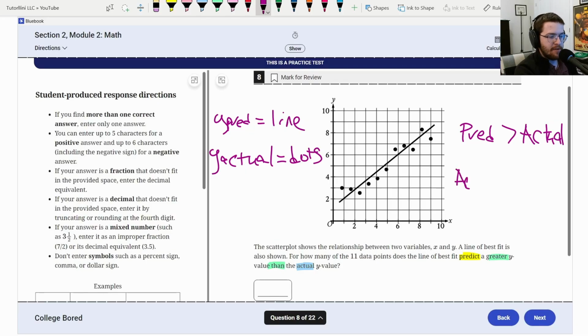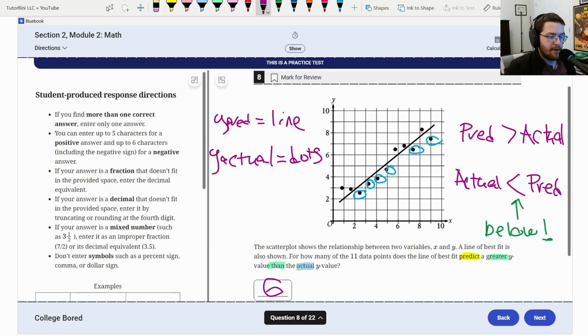So actual and predicted, I'm going to make them switch places. And when you flip an inequality, you also have to flip the sign. So an equivalent way to write predicted is greater than actual is actual is less than predicted. So actual is the dot, so the dot is less than predicted, the line. That means we are going to look for how many are below the line. So I'm going to circle them. 1, 2, 3, 4, 5, 6. So there are 6 data points below the line of best fit. So the answer is 6.